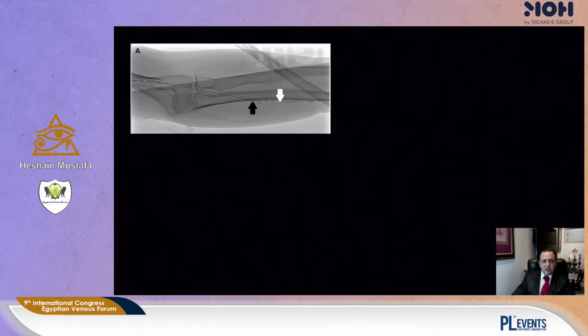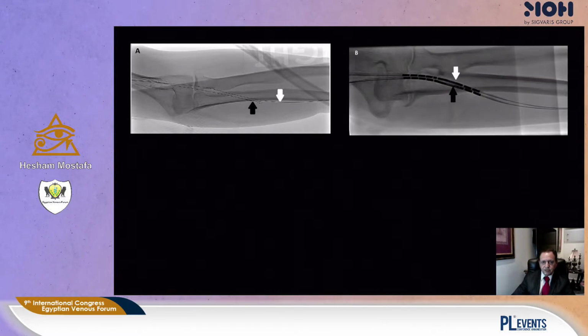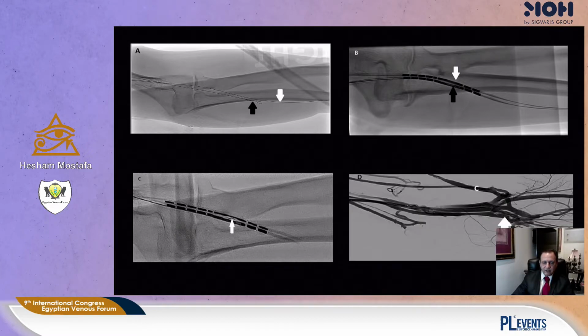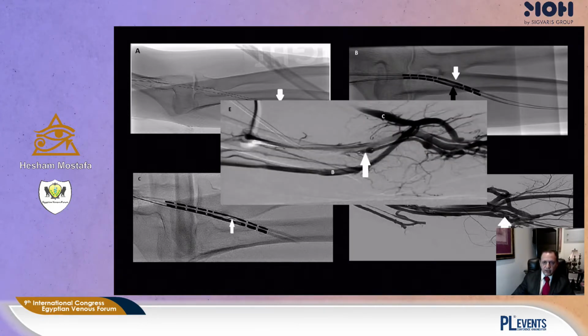This is one of our first cases where the wire went through the brachial vein and the arterial wire through the radial artery. And these are the two catheters held together with the magnet. This electrode coming from the venous catheter, after firing, created a fistula between the radial artery and radial vein. And to augment the flow through the superficial venous system, we had to coil the brachial vein.